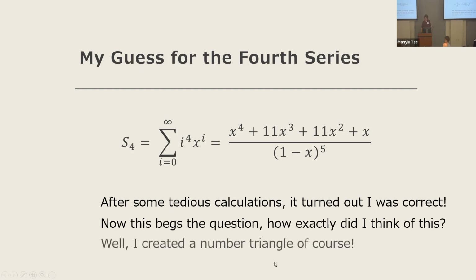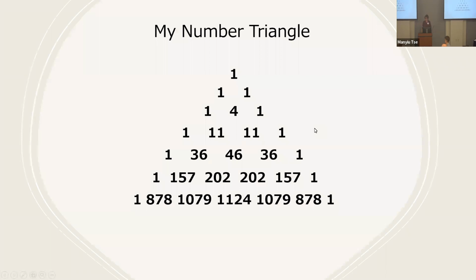Well, I made a number triangle, of course, and I called it my number triangle. You'll notice the main property of this is that each row adds to a factorial number. So the first row is just 1 factorial. Second one, 1 plus 1 is 2 factorial. 1 plus 4 plus 1 is 6, which is 3 factorial. 1 plus 11 plus 11 plus 1 is 24, which is 4 factorial, and so on, all the way down the line.